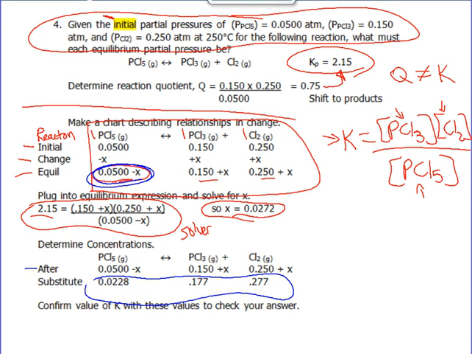This is the atmospheric pressure from PCl5. This is the atmospheric pressure from PCl3. This is the atmospheric pressure from Cl2. We could even get a total pressure. So what would happen to the total pressure of the system as it proceeded towards equilibrium?